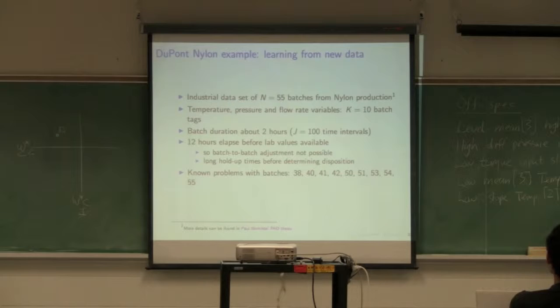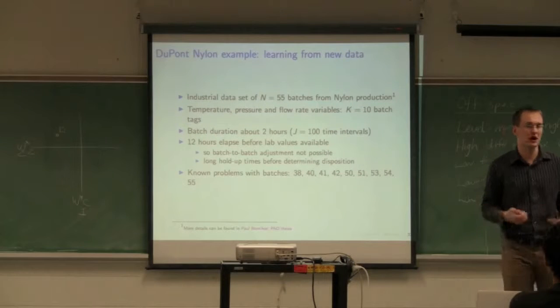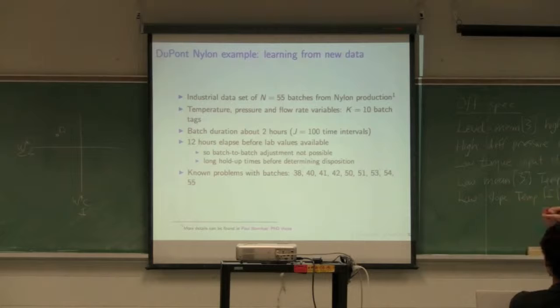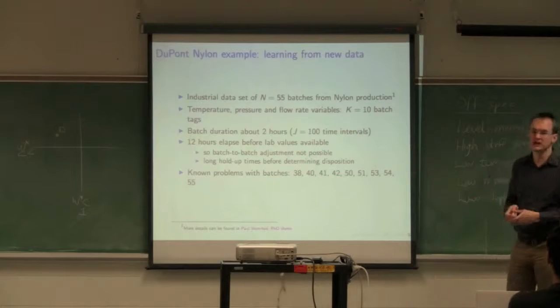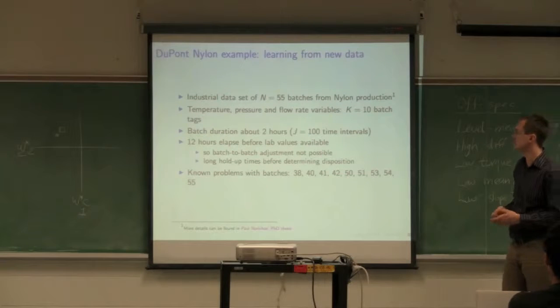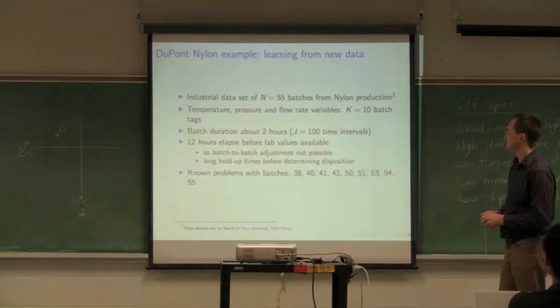Okay. So the first data set we're going to deal with is the following one. Paul Nomikos did his thesis on batch data analysis and was the first to show how to apply latent variable methods to batch data in the mid-1990s. So we're going to use, in fact, two of the case studies from his thesis in the class today. And Paul went on to work for DuPont, which is where he got the data originally that he used in his thesis. So this comes from 55 batches produced on a nylon reactor.